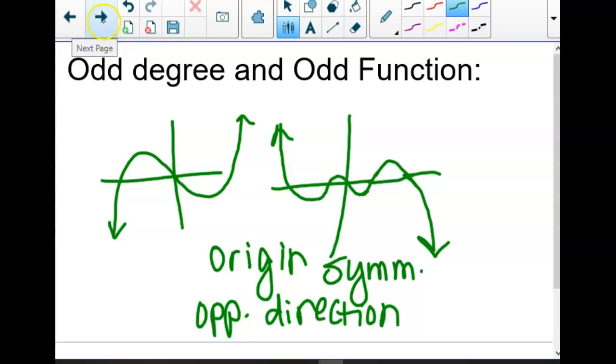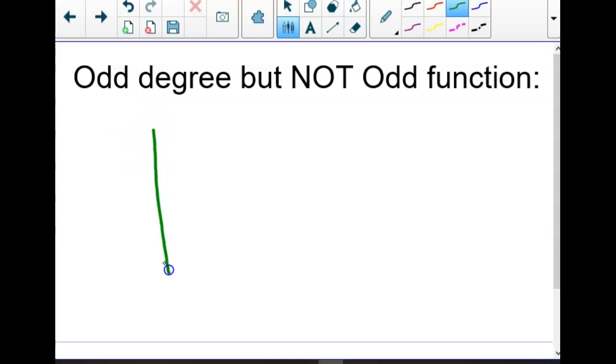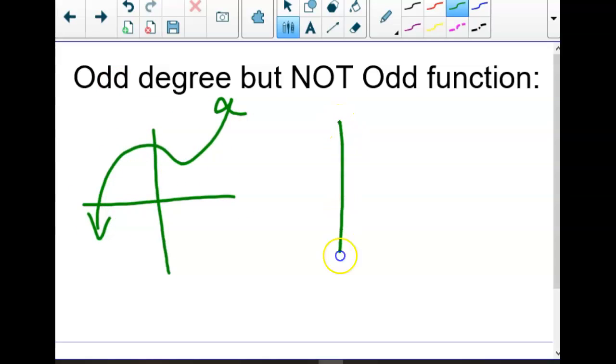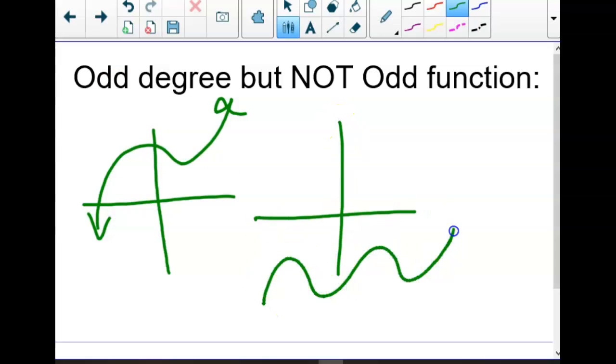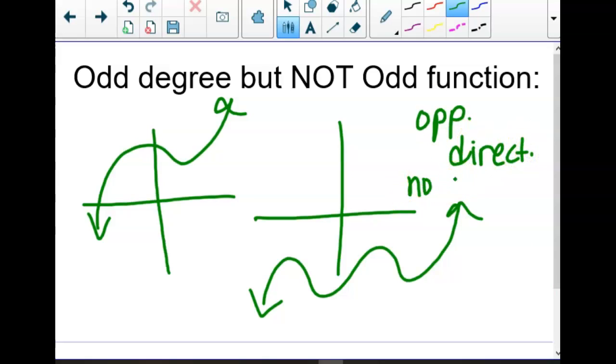Last one is what most odd degree functions are. That's got opposite ends going opposite directions. This has opposite ends going opposite directions, but no symmetry. I think we're going to talk more about this tomorrow, but I think there are some questions in Delta Math that might ask something like that.